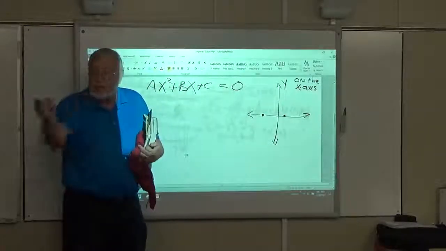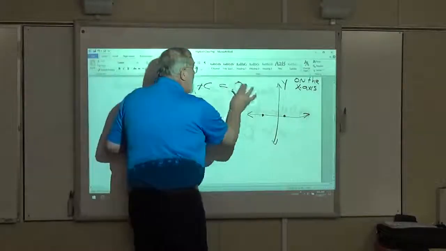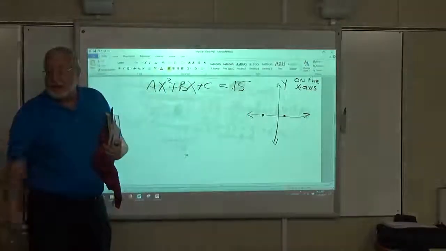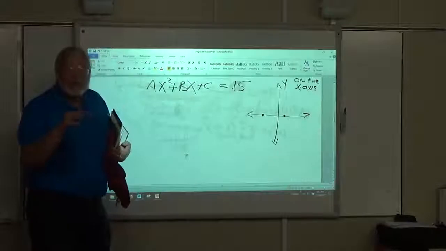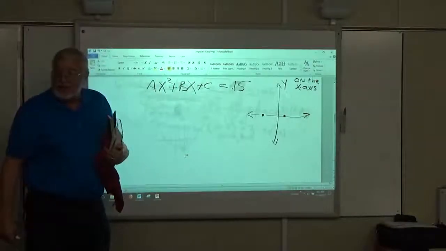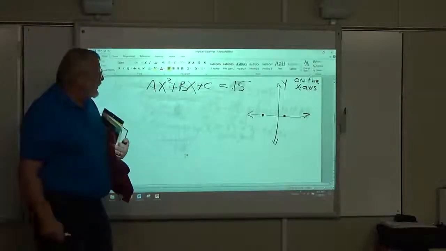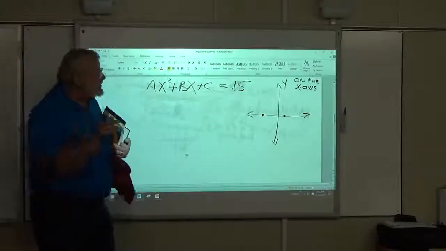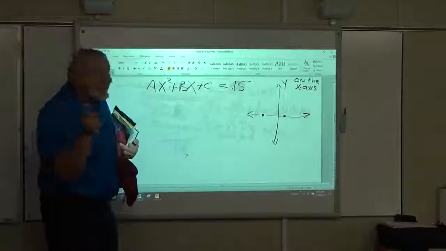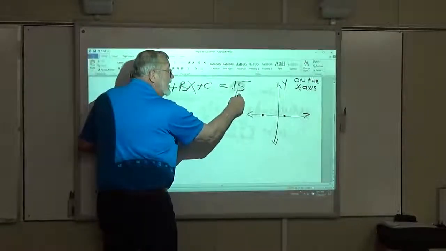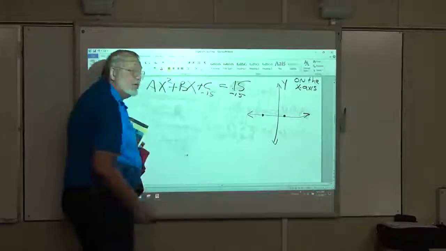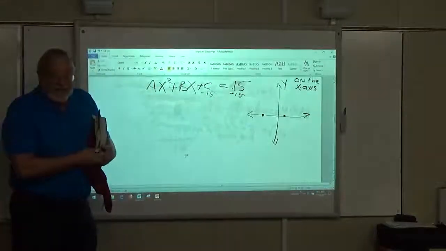Now, what did the problem say? It said that y was 15 in this case, right? So what do I have to do to solve the equation? Would you add 15 or subtract? Because in order to use the quadratic formula, you have to set this equal to 0. So you're just going to subtract 15 and then use your quadratic formula.